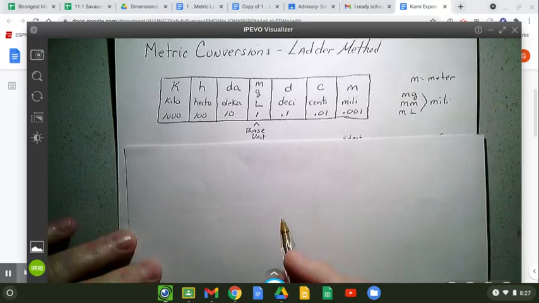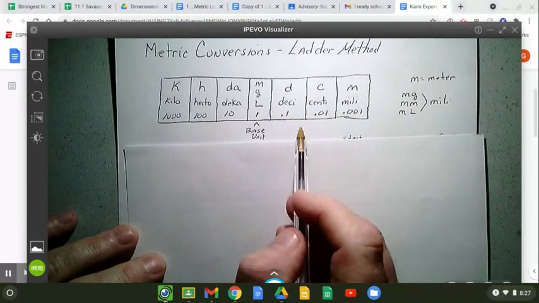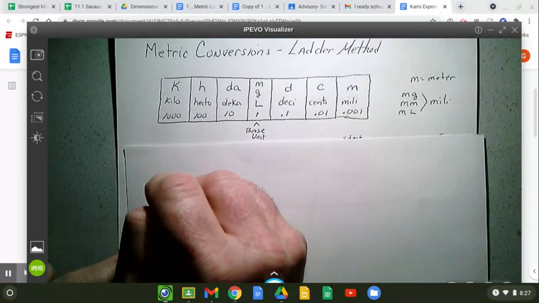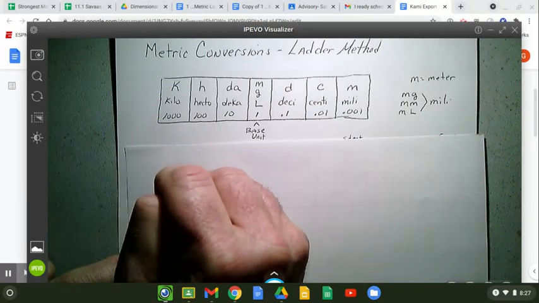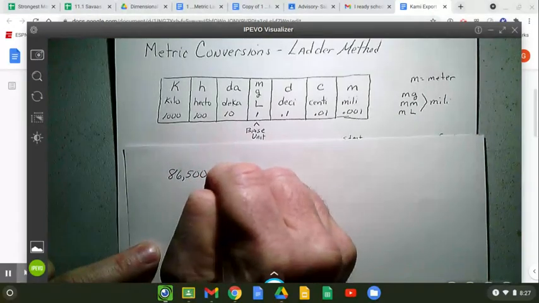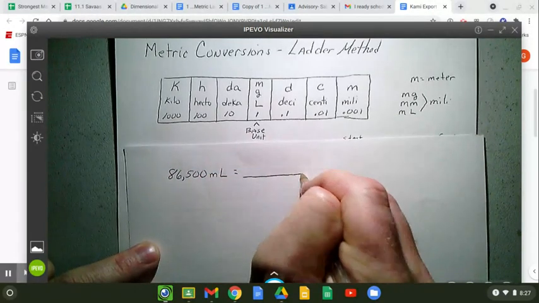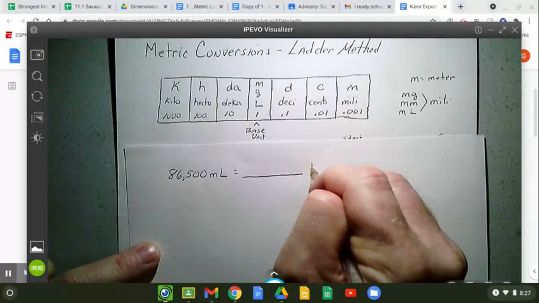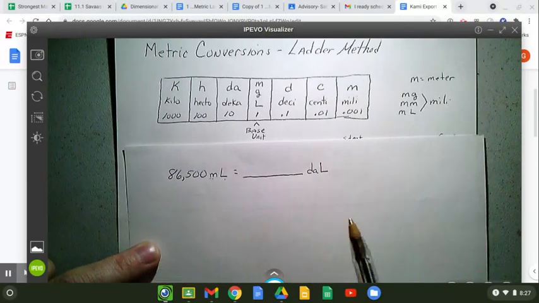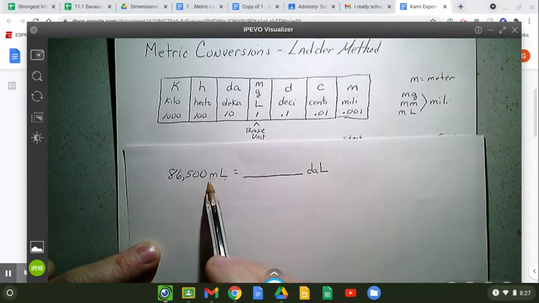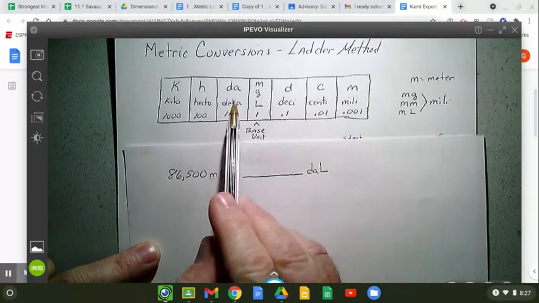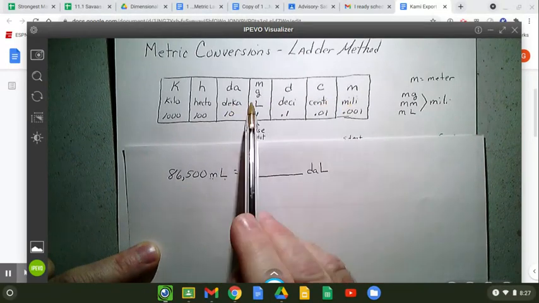All right, let's try another one. This time let's go from right to left. Let's say I have 86,500 milliliters, and I want to convert that to decaliters. So I've got milliliters, and say the unit of measurement out loud so you know where you're starting. Milliliters. So I'm going to be starting here, and decaliters, DA, deca is right here. So I'm going from milli to deca.